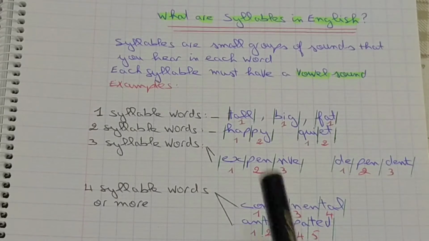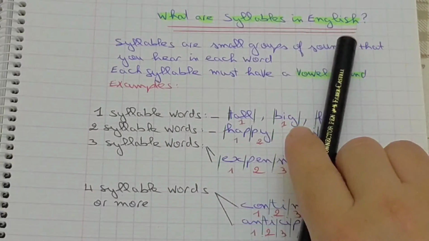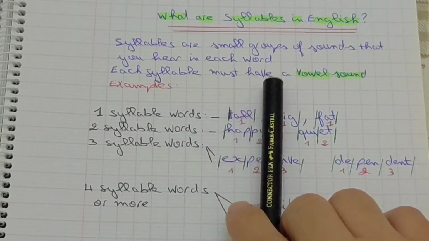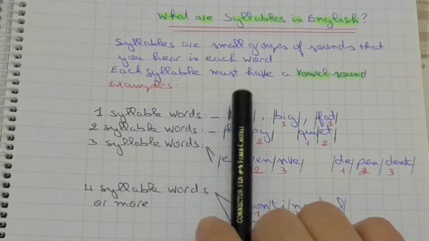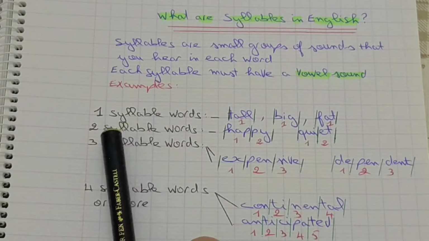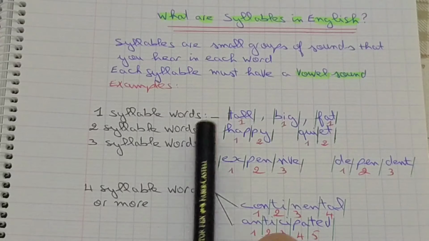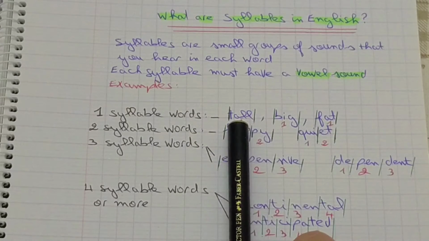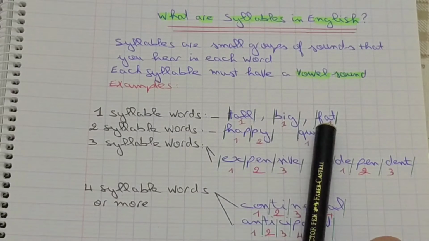So briefly speaking, what are syllables in English? Syllables are small groups of sounds that you hear in each word. Each syllable must have a vowel sound. Examples. So I begin with one syllable words: tall, big, and fat. All these words contain only one syllable.